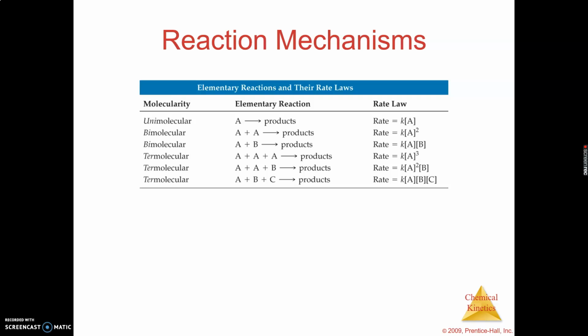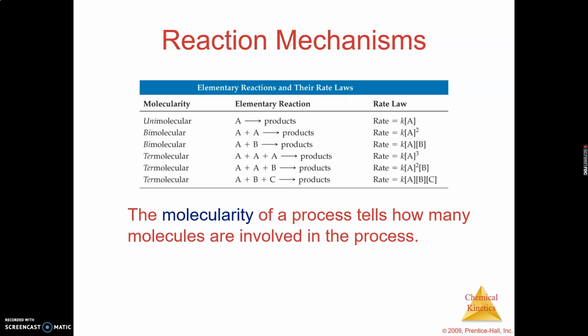So one thing we look at just really quickly, elementary reactions and the rate laws. So we're looking at the molecularity. So these are different examples of elementary reactions. Again, elementary means all of these occur in one step. And so we also look at the rate law. So there are a few things to point out.